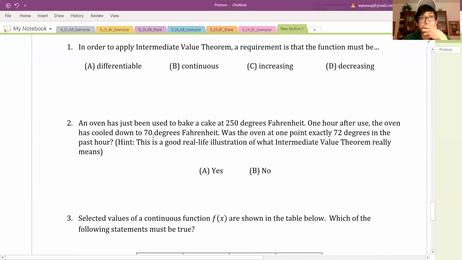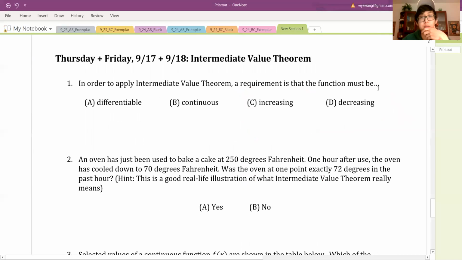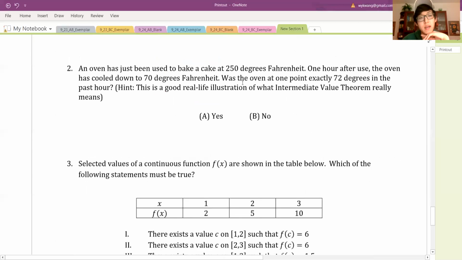Now, in order to apply the intermediate value theorem, a requirement is that the function must be differentiable, continuous, increasing, or decreasing. This should be instant. The next problem will refresh your memory on what the intermediate value theorem really is if you forget, but the answer here is continuous. Remember, it has to be continuous for the intermediate value theorem to apply.